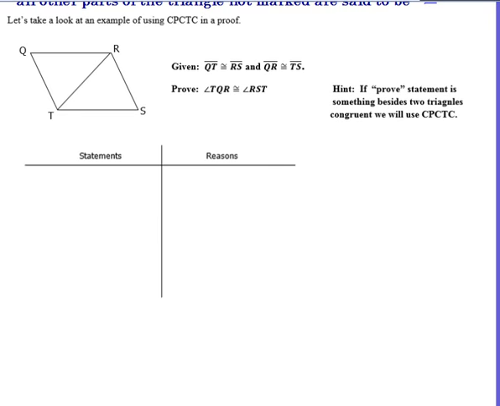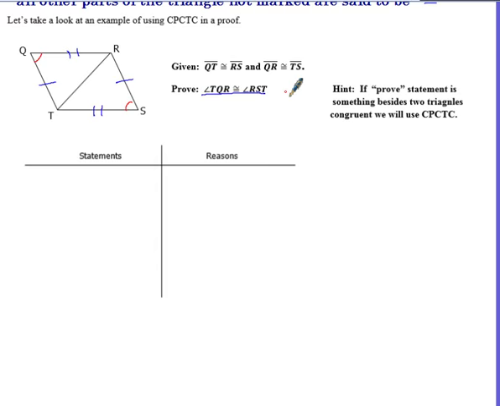So you're going to see some proofs that look probably a little familiar. In this proof, we're given that QT is congruent to RS. So I'll mark that. We're given that QR is congruent to TS. But look at what we're trying to prove. We're not trying to prove two triangles are congruent. Instead, we're trying to prove that these two angles are congruent, that angle TQR is congruent to angle RST.